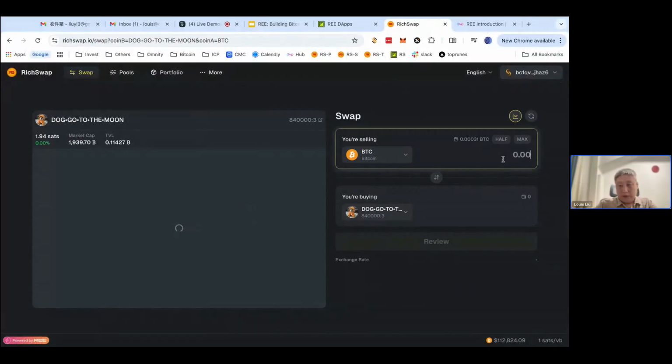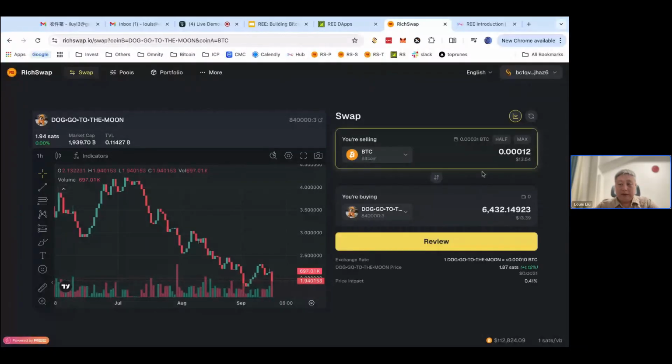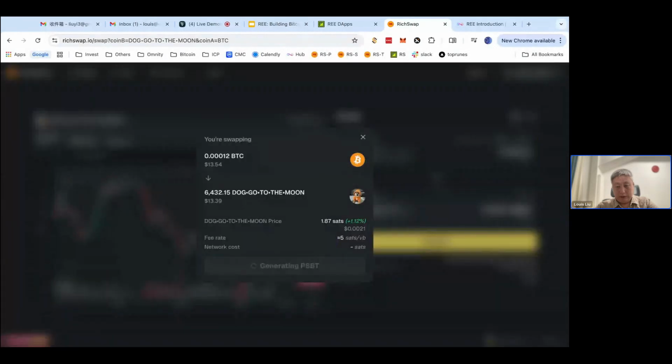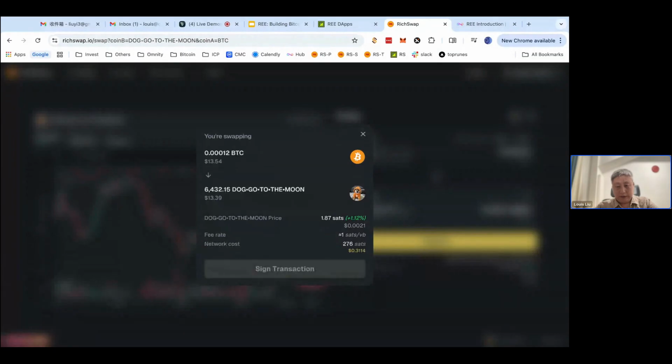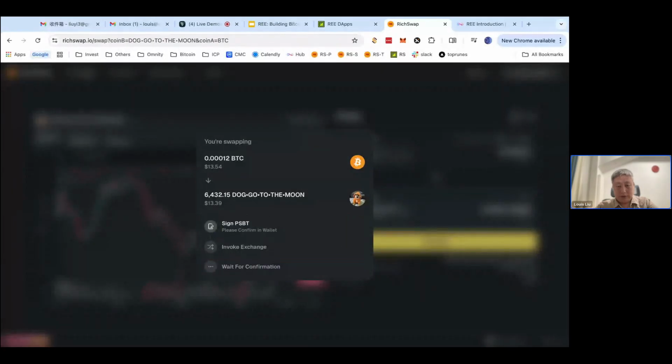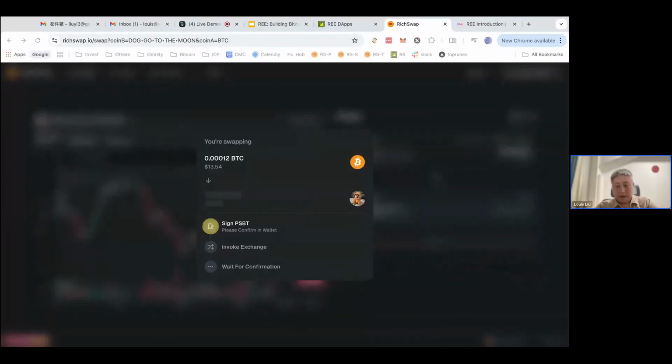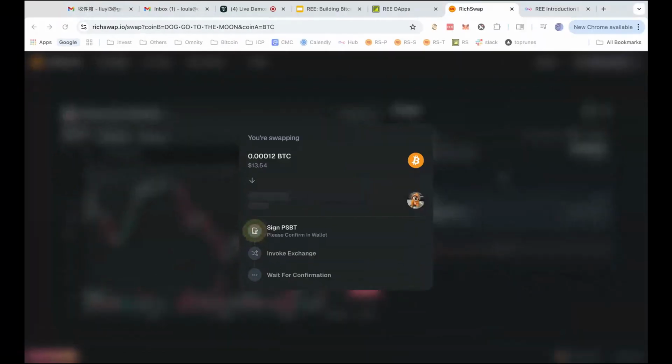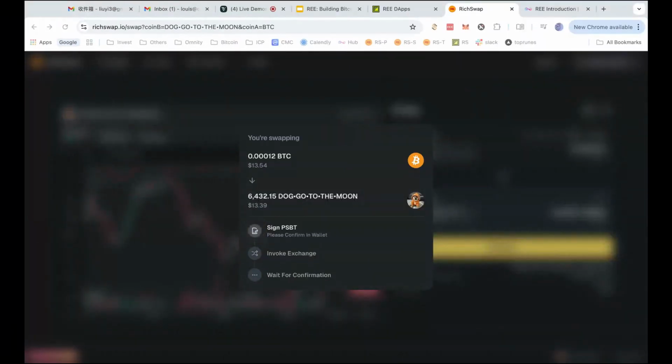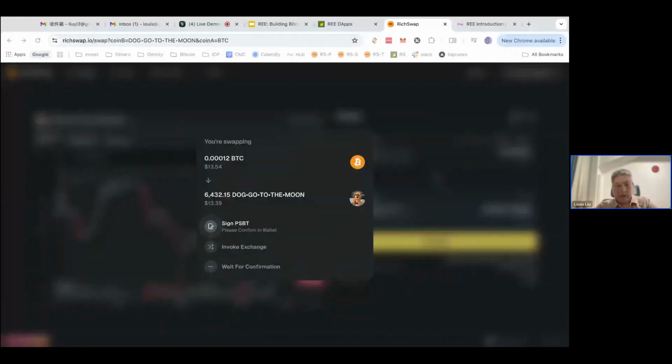I input my buy amount, and the front end will query the smart contract and give me a quote. If I'm satisfied with the quote, I can invoke the execution layer. The front end will construct a PSBT for me, and I need to sign the PSBT with my wallet. Okay, I click sign, and it starts to invoke the execution layer.